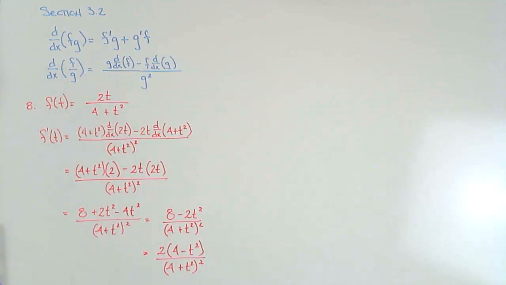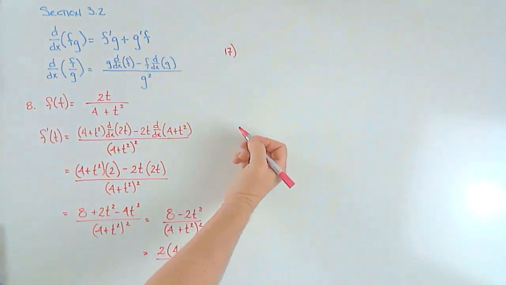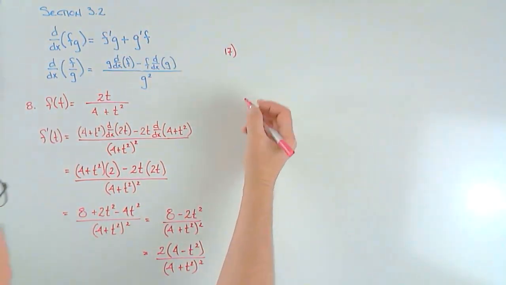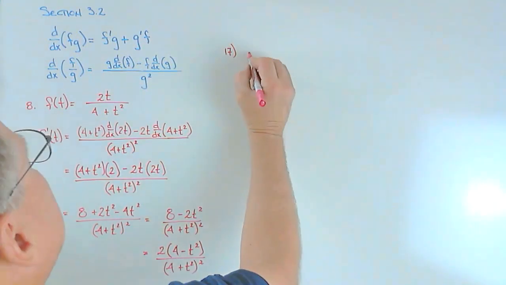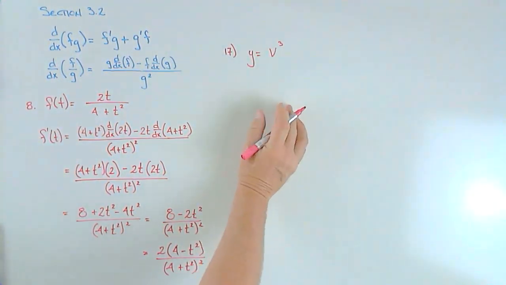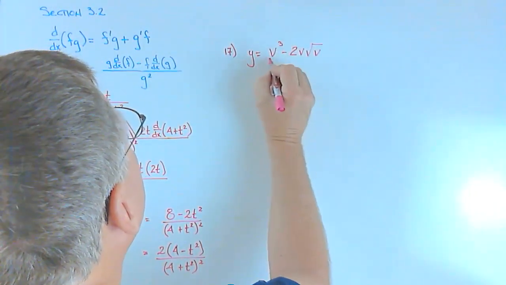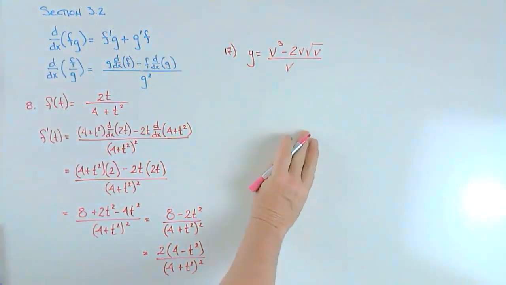If we move down to problem 17, all right, we'll take a look at problem 17. Problem 17, again, is expressed as a quotient, right? We have y equals v cubed minus 2v root v, all divided by v.